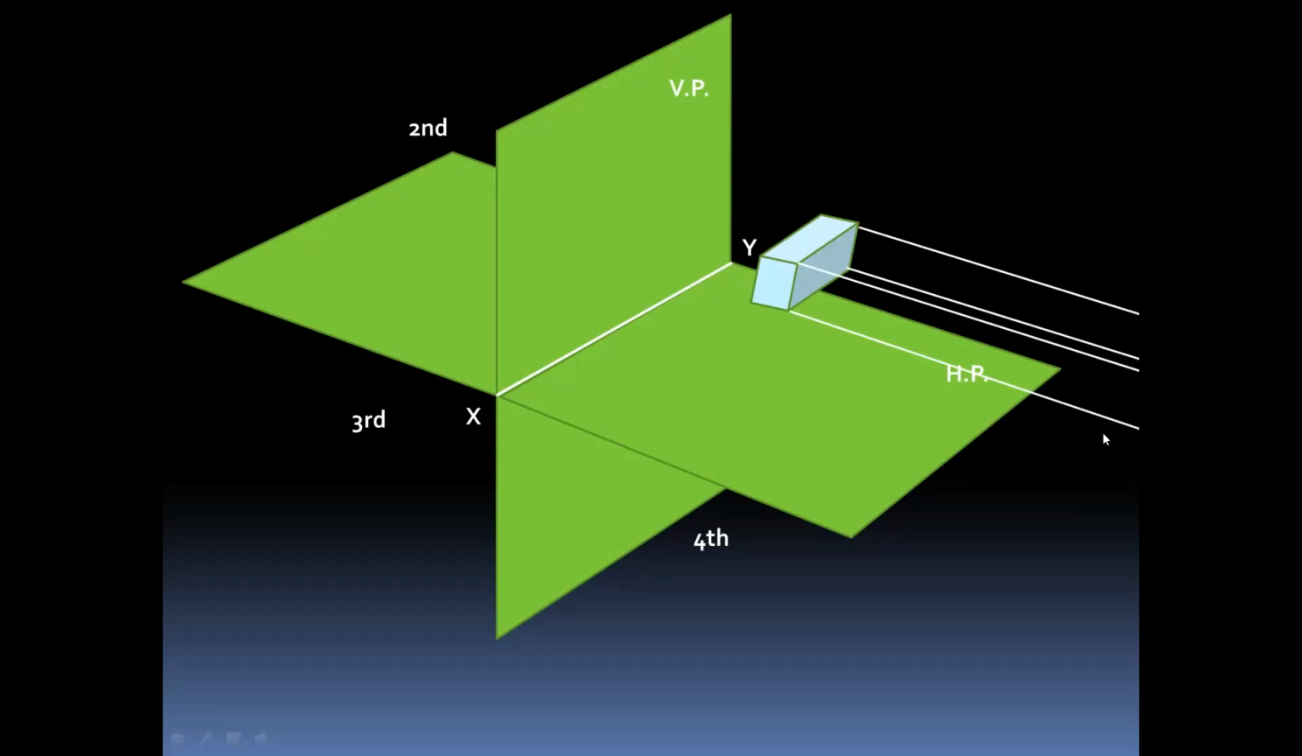When the observer observes that object from the front direction, the observer can observe this front rectangle. We will imagine there are projector lines. These lines will pass through the visible outline of this rectangle and we will project these visible outlines on the plane which is behind that object. In this way, we will get the front view.